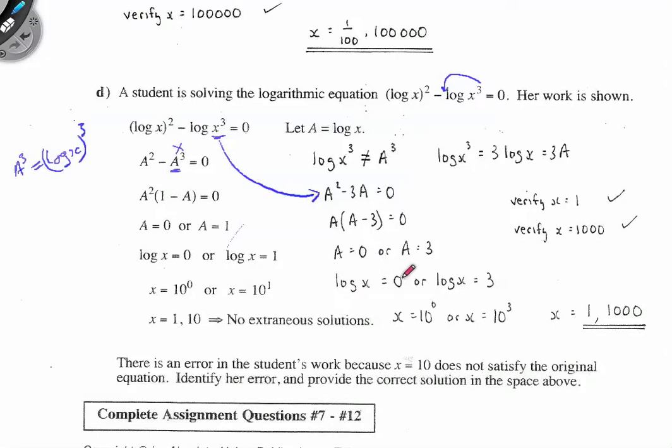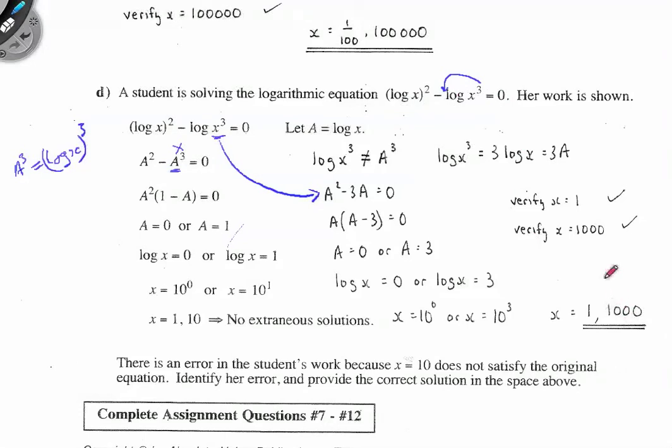Log x is 0, so that means x is, drop swing bump, 10 to the 0, or 1. And log x is 3, so drop swing bump, x is 10 to the 3. Both these values are positive, so there's no trouble fitting them in. You can check if you like: if x is 1, log 1 is 0, 0 squared is 0, and 0 minus... Putting 1 in here, again, log of 1 cubed is still 0, so yes, that's true. And you can check with 1,000 if it works as well.